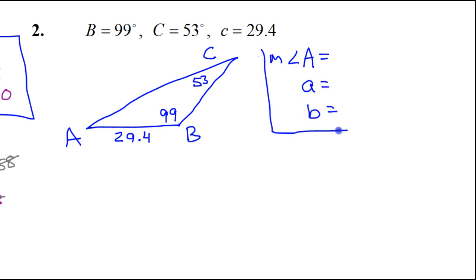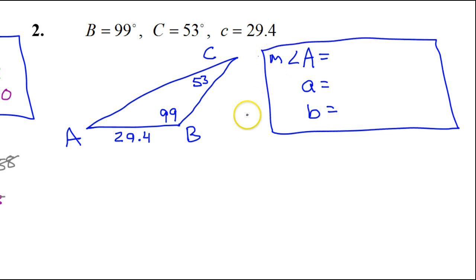All right, once we find these three quantities, we will have solved the triangle. Now, we're given two angles, so we can easily find the third angle by subtracting these from 180. So I'm getting 28 degrees there. So let's see if we can find side A next.